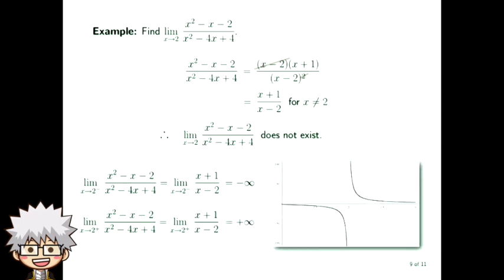Here's the graph of the function. Notice there's a vertical asymptote at x = 2. As x approaches 2 from the left, values of the function are negative and getting larger and larger in magnitude. As x approaches 2 from the right, values of the function are positive and getting larger and larger.